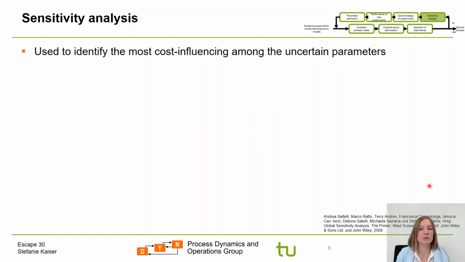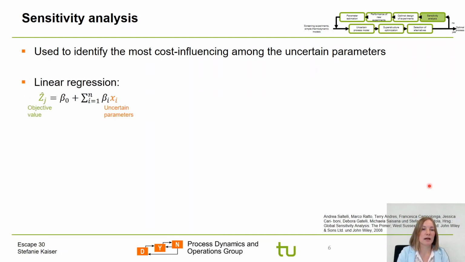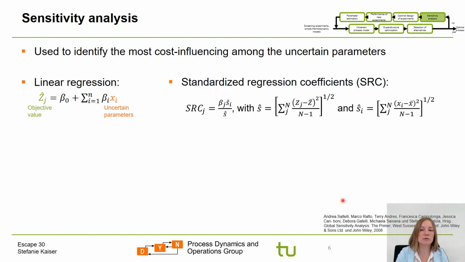To identify the most cost influencing among the uncertain parameters, a sensitivity analysis is used. And here we use a linear regression where we regress the objective value to the uncertain parameters. To make the regression coefficients comparable, we use standardized regression coefficients, where each regression coefficient is multiplied with the standard deviation of the uncertain parameters and divided by the standard deviation of the objective function.